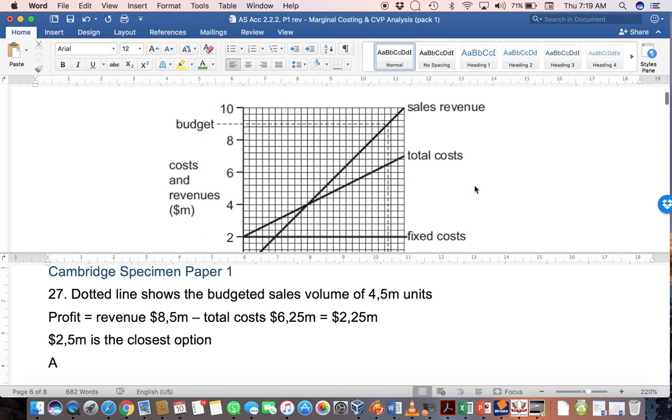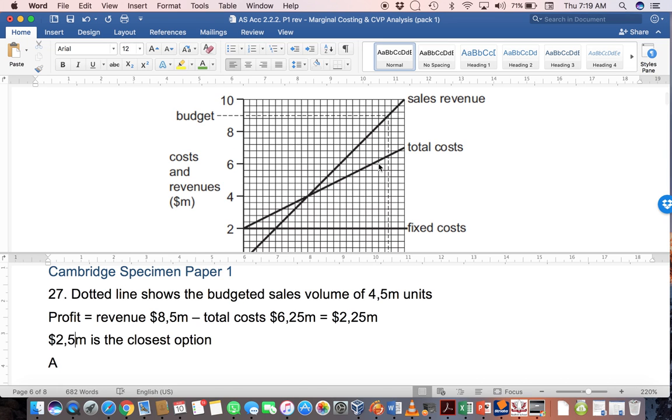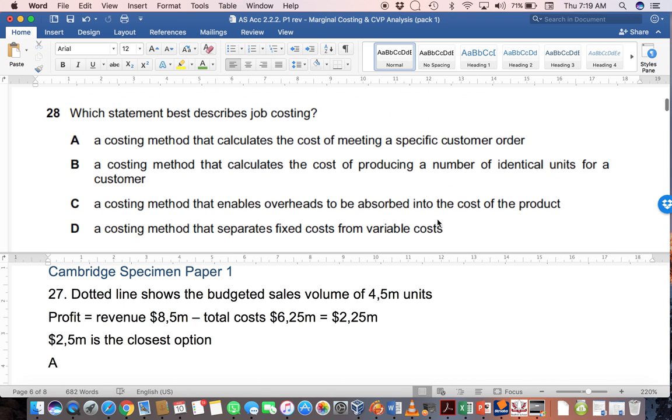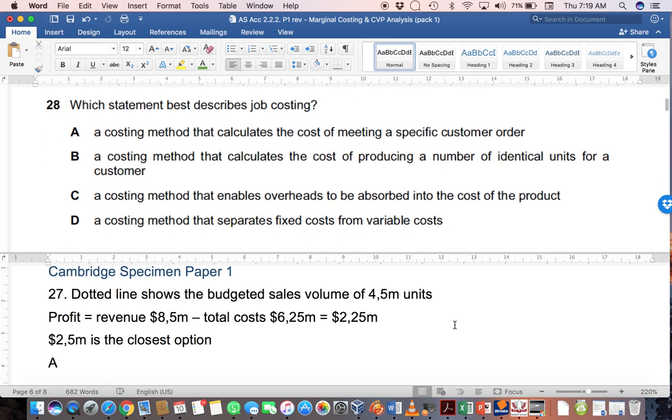It would obviously seem that I misread it, or the diagram is slightly off, because in fact I would argue that it goes through 6 at exactly the point of 4.4, I would say. But anyway, you choose the closest option, which in this case would be A.